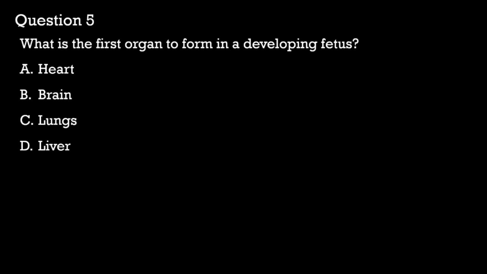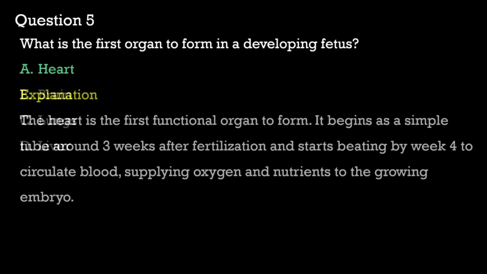The brain begins developing early. However, the heart starts to function before the brain is even fully formed. The lungs develop later because they are not functional until after birth. And the liver forms early, but it also starts functioning after the heart has established circulation. So our answer here is option A. That is the first functional organ to form in a developing fetus.